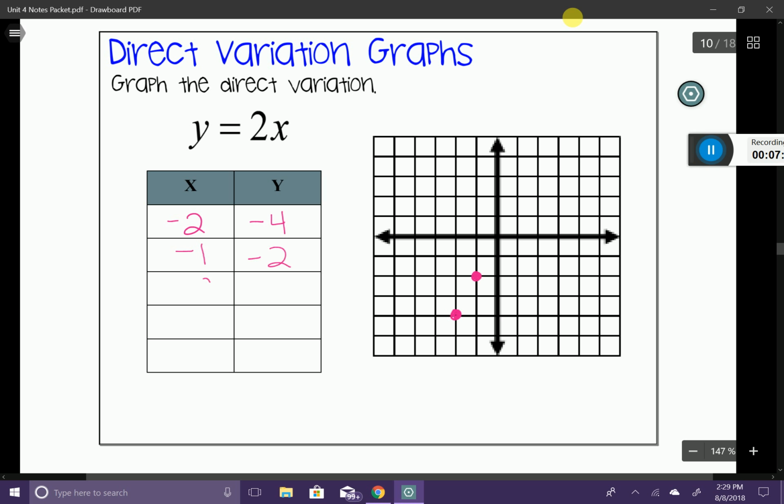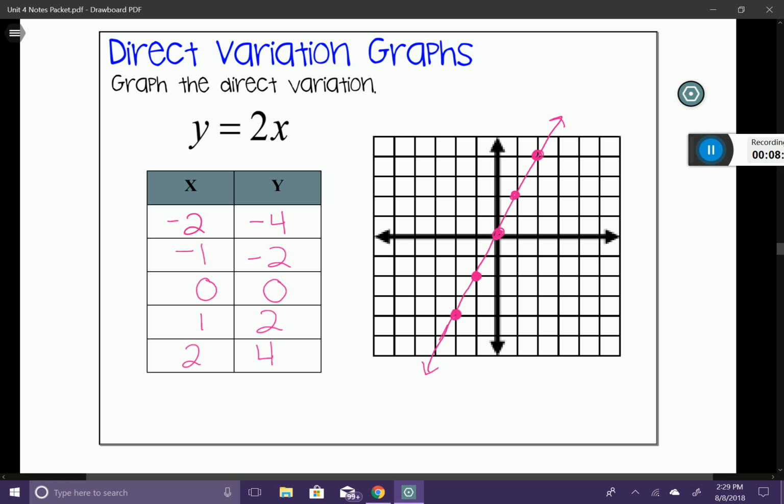And then I'm going to do my origin, because direct variations always go through the origin. And then I'm going to do 1, 2. And then the last one I'm going to do is 2, 4. Perfect. All right, you can see that it goes right through the origin and it creates a linear equation. So I'm going to go ahead and draw a nice straight line through those dots with my arrows at the end. All right, so that's using the table of values.